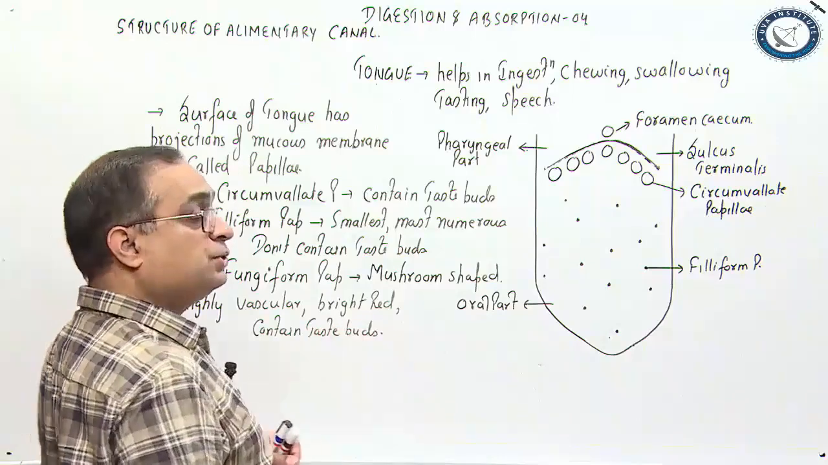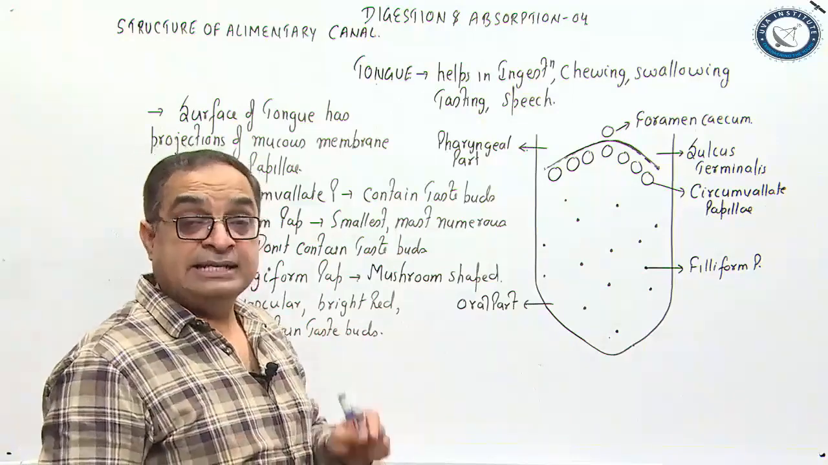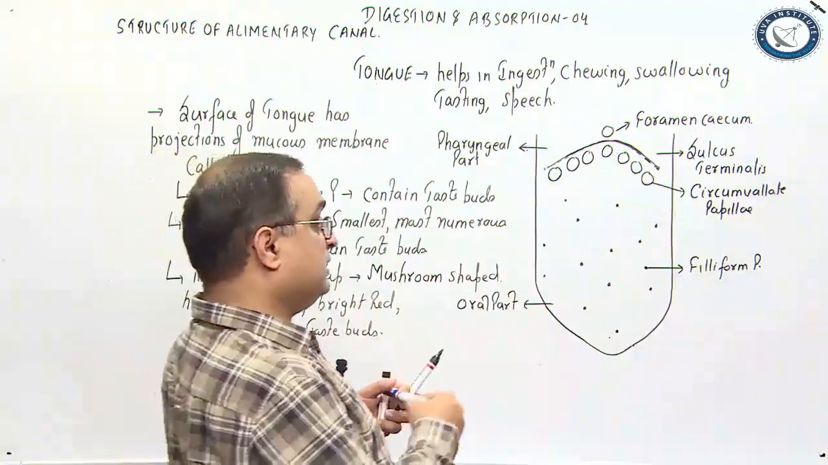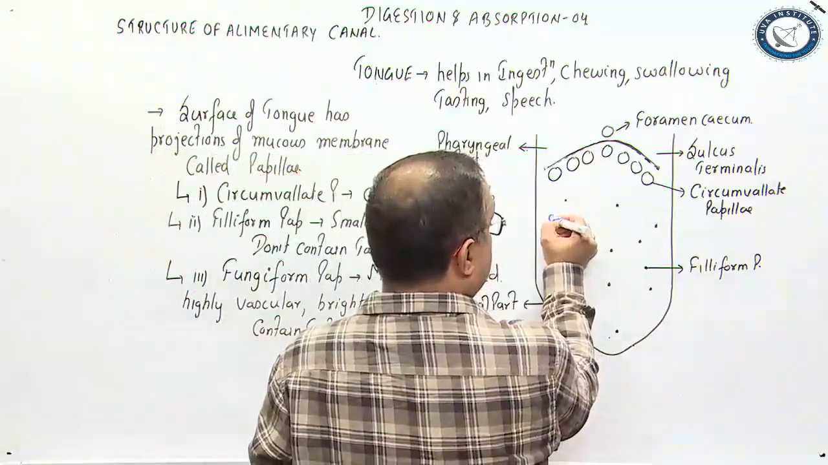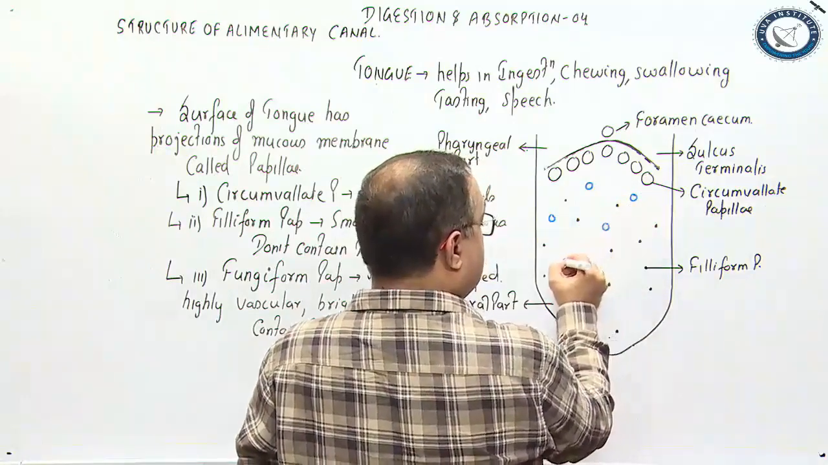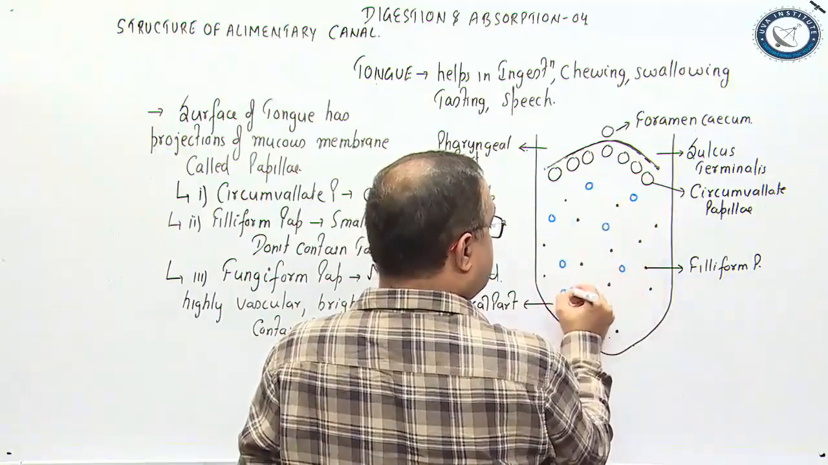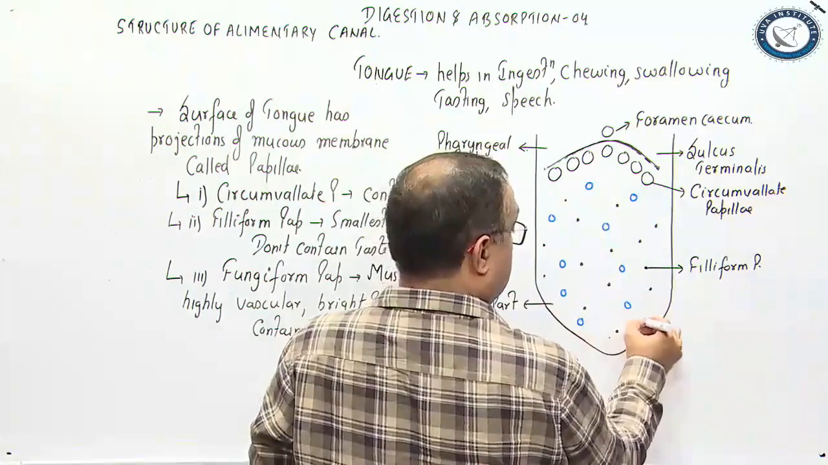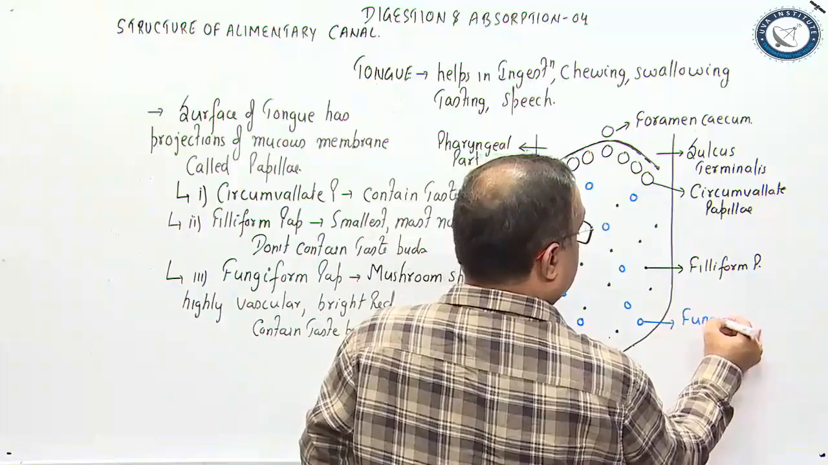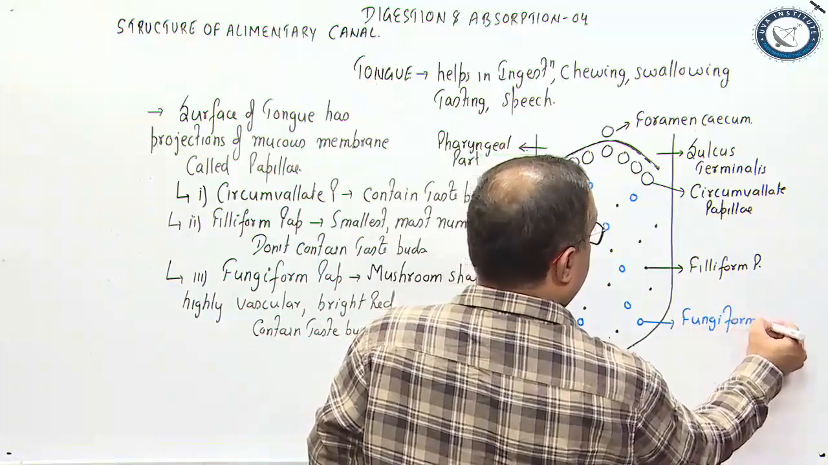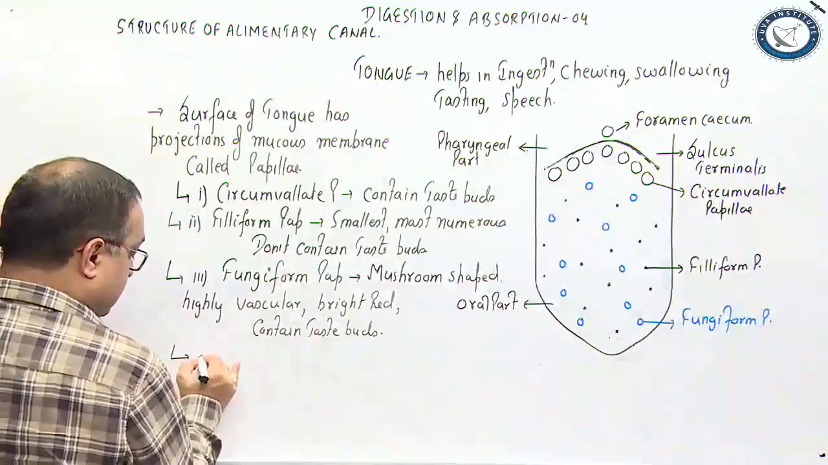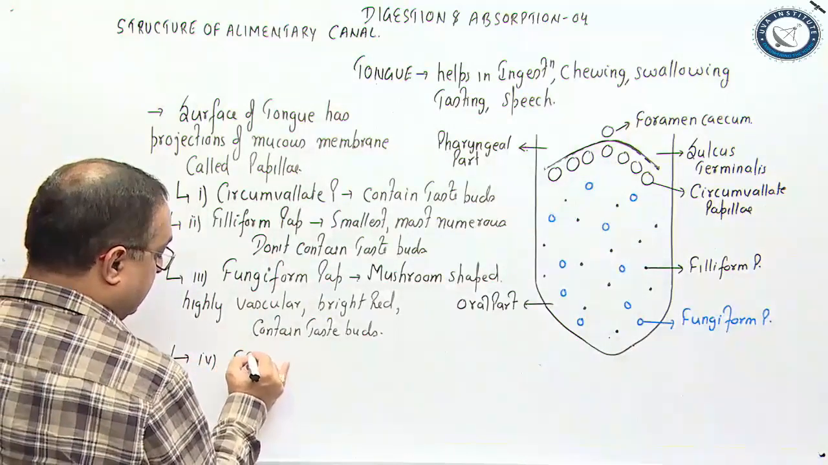Right? So if you are asked a question, which are the most abundant taste bud containing papillae? The most abundant taste bud containing papillae are fungiform. They are smaller in size than circumvallate, but they are larger in size than filiform. So here I have shown you fungiform papillae. The 4th type of papillae are foliate papillae.